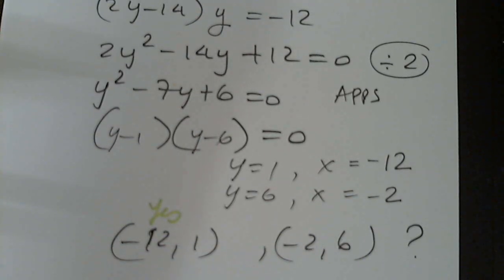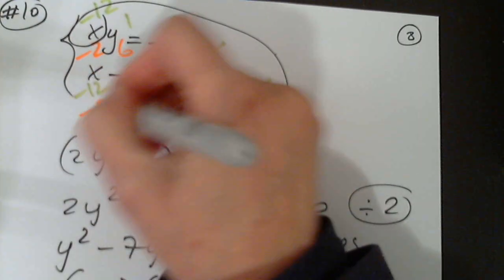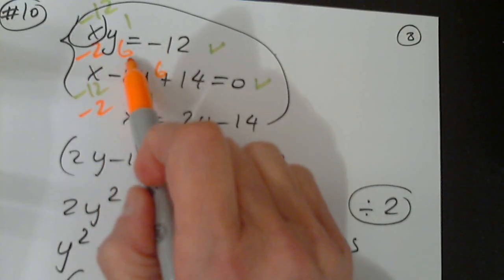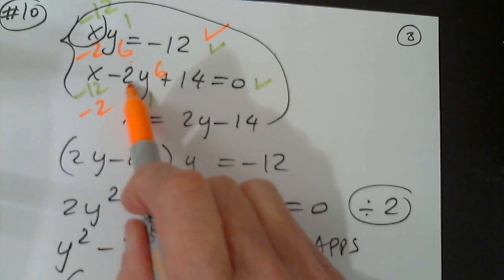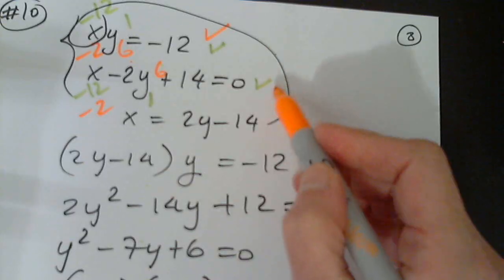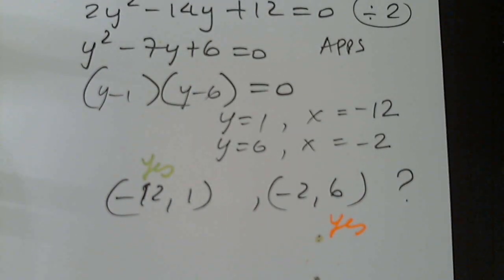Negative 2, 6. Negative 2 times 6 is negative 12. Negative 2 minus 12, negative 14 plus 14. Yes, yes. Any questions on this system?